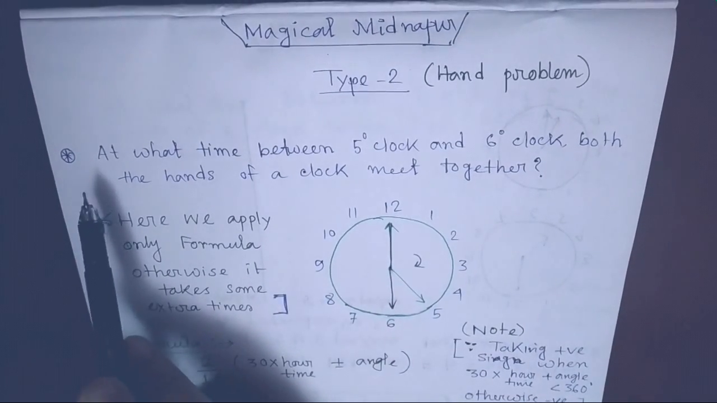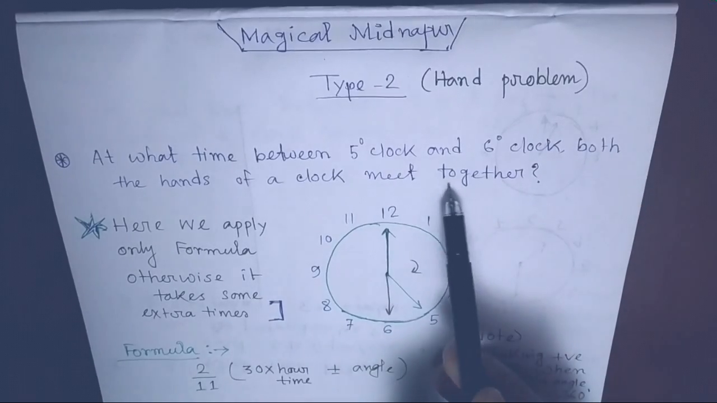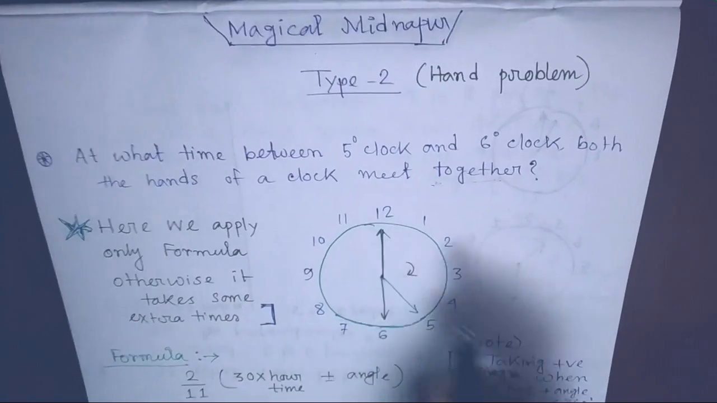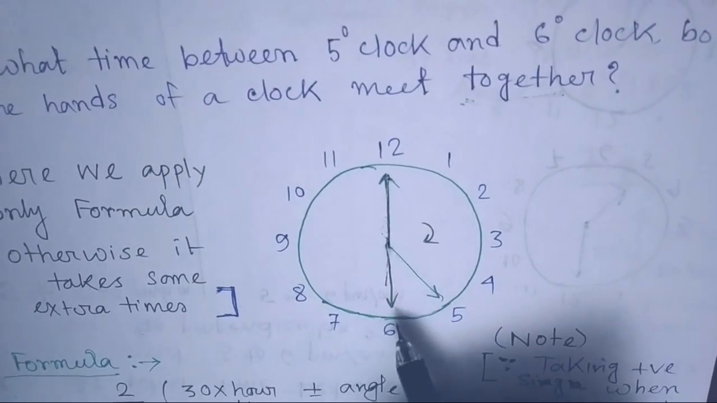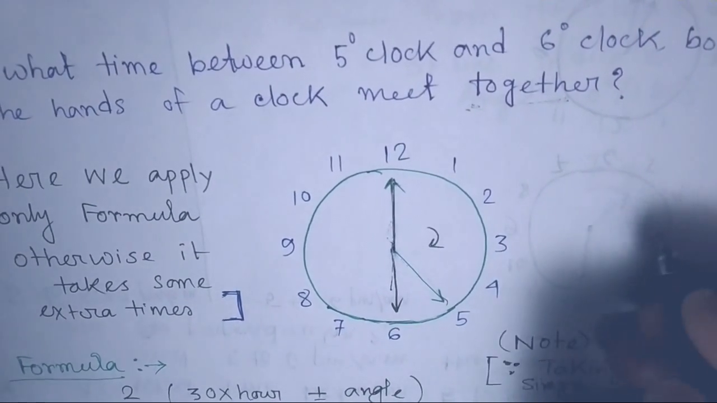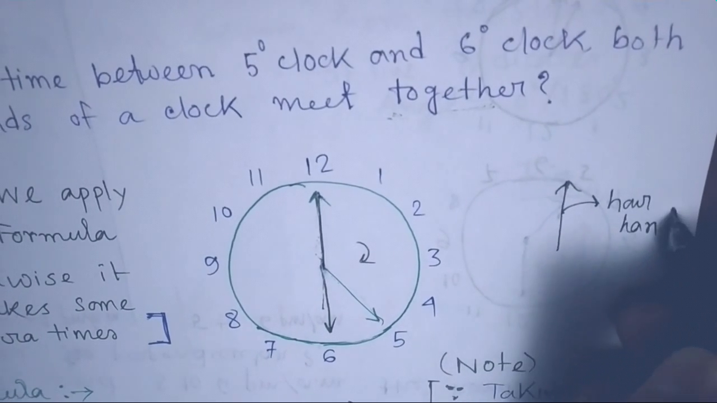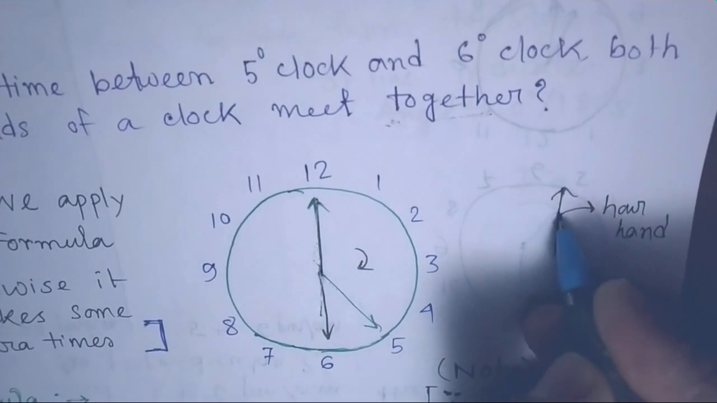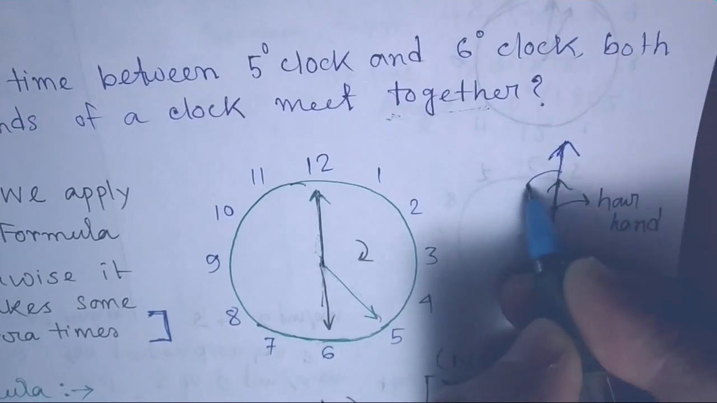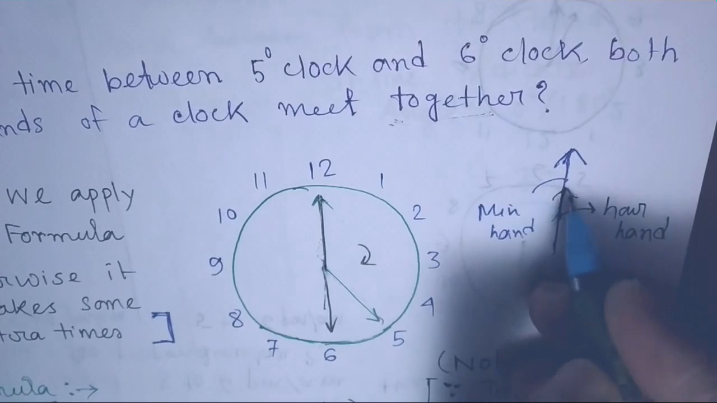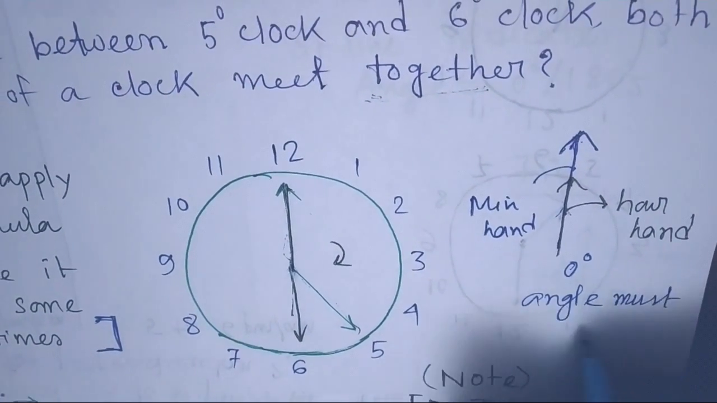So taking this question: at what time between 5 o'clock and 6 o'clock do both the hands of a clock meet together? Meet together means coincide. See the figure carefully. It's a circular clock. It is 5 o'clock and it is 6 o'clock, and at what time from 5 to 6 are both the hands together? Together means just like the figure, the hour hand and the minute hand, and their angle is 0 degree. So here the angle must be 0 degree.